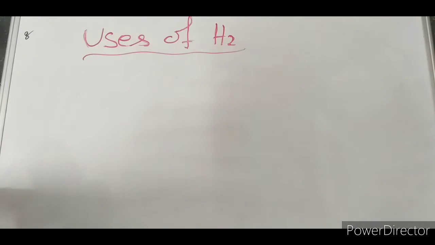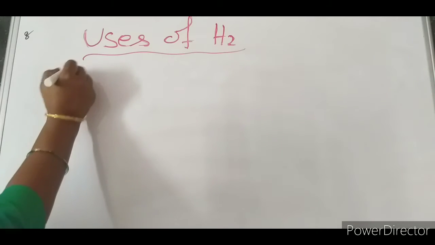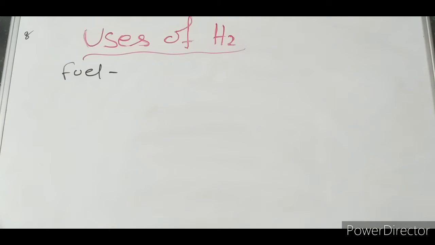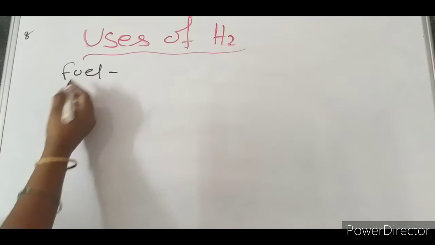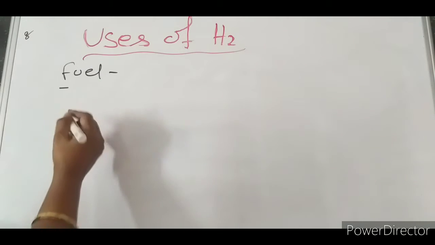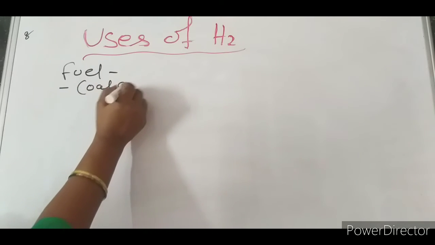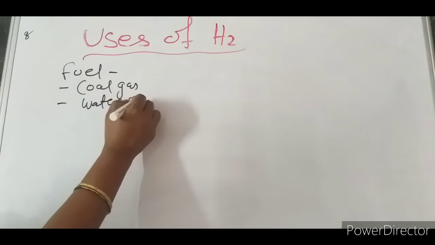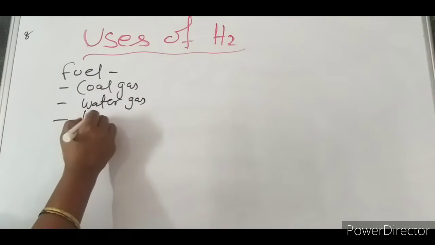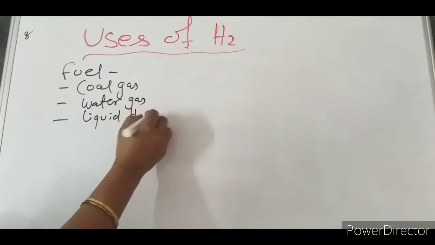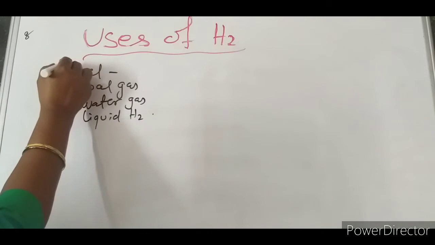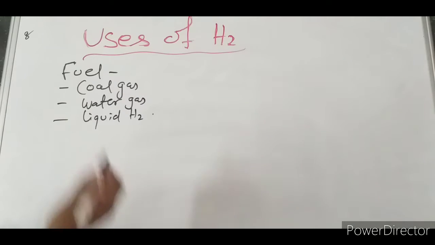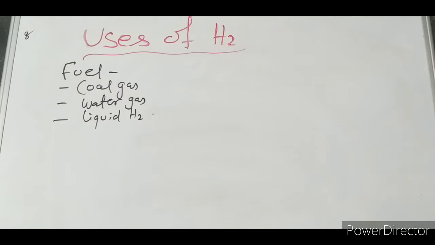So first of all, hydrogen is used as a fuel. Why is it used as a fuel? If it is used as fuel, it can be in the form of coal gas, in the form of water gas, or in the form of liquid hydrogen. Liquid hydrogen is used in rockets. All these uses give rise to questions.